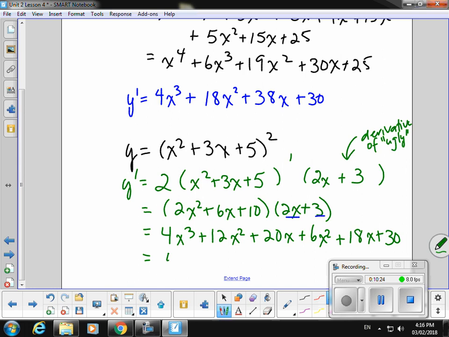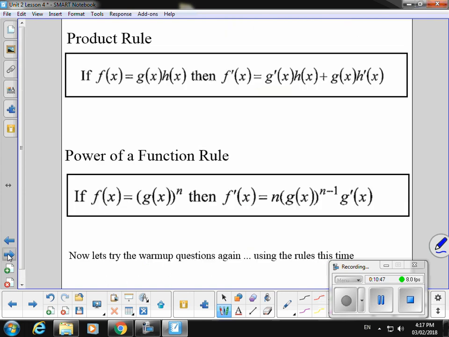Tidy that up. 4x cubed. I have 2 piles of x squareds, I have 18 of them. Plus 38x plus 30. What do you know? The answer is the same. So we've introduced 2 tools today that can be very helpful, but you can always do it the old way by expanding. So here's our product rule, which we've already written out for you.